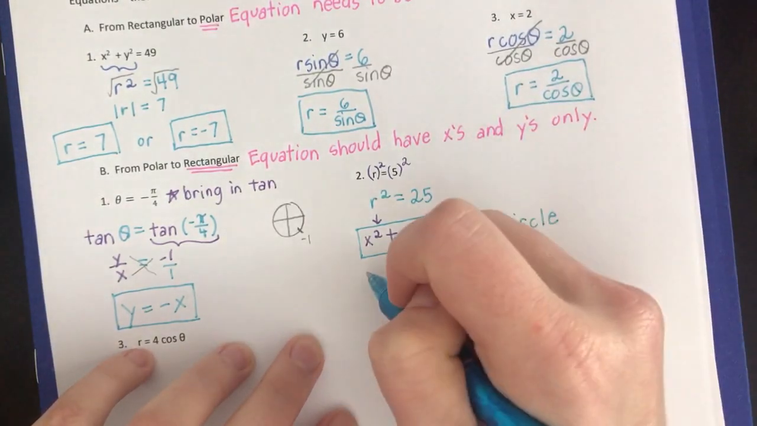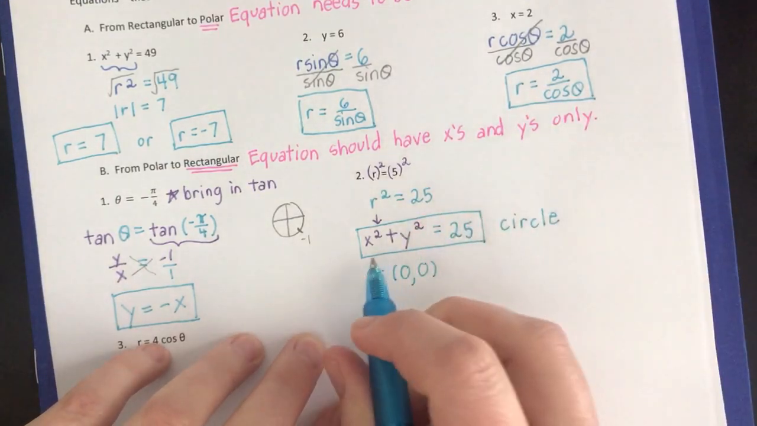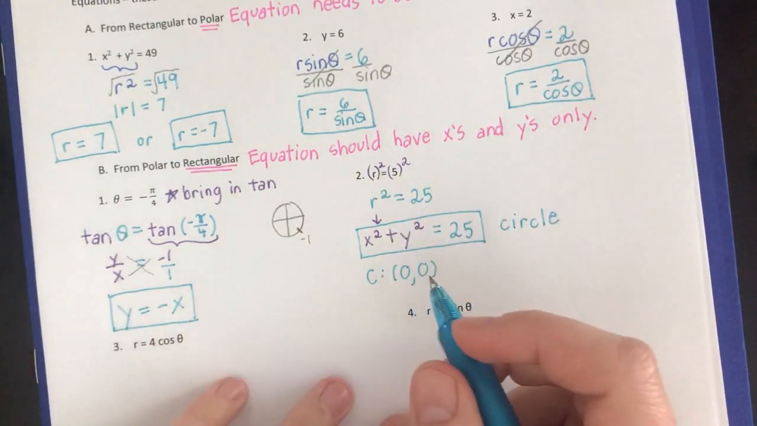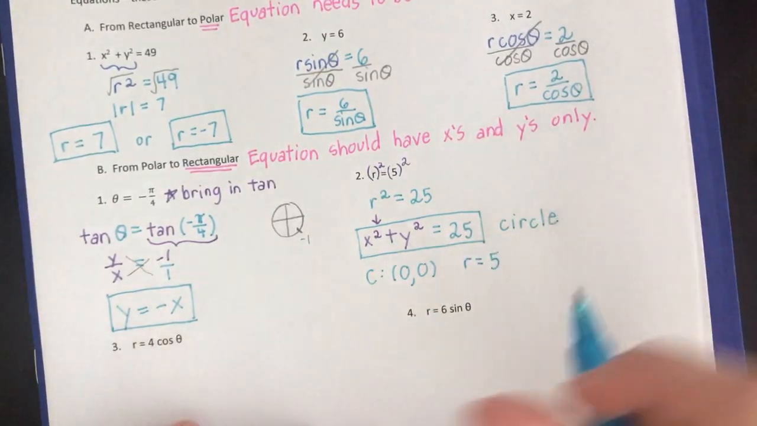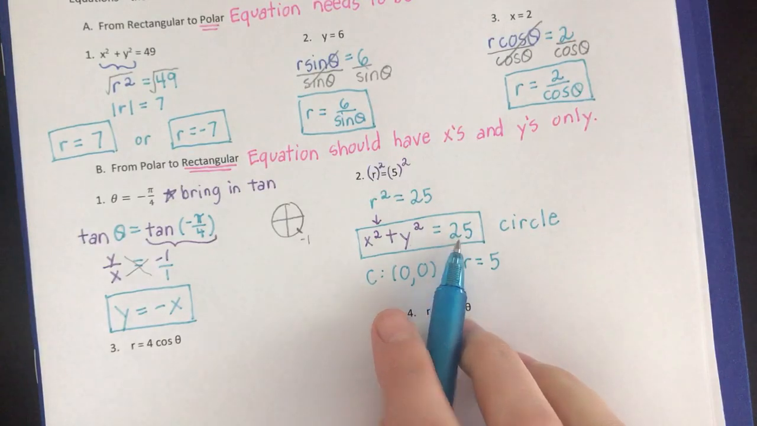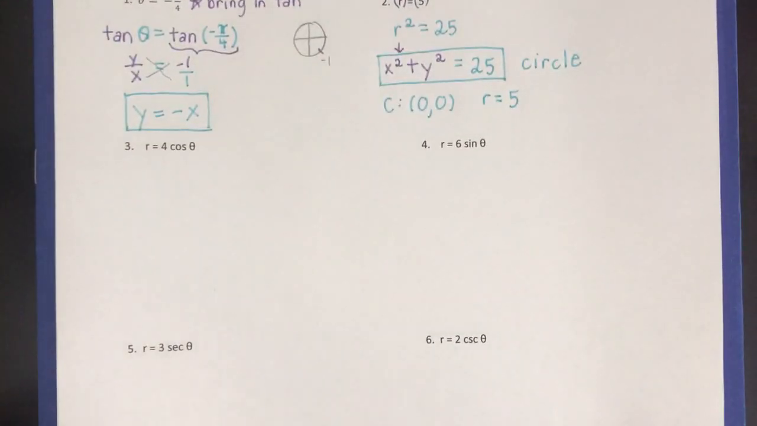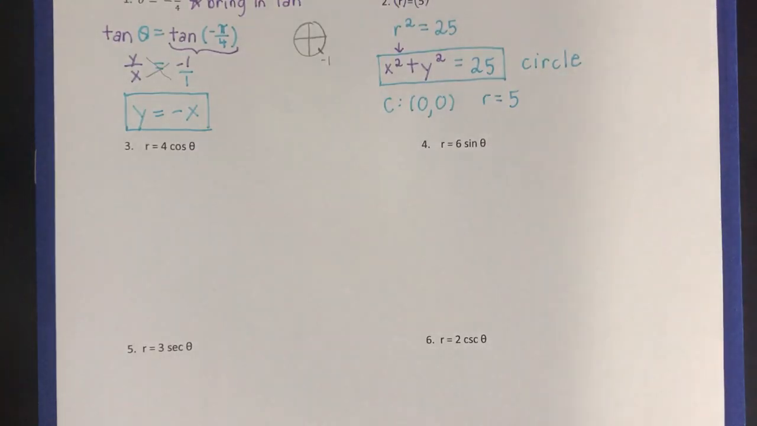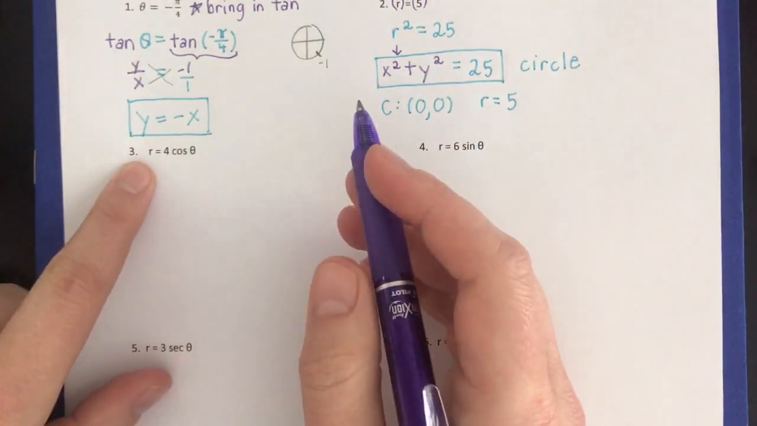This is a circle with center 0, 0. It hasn't shifted any. We'll talk about that in a minute. It has a radius of 5, the square root of that number. Okay, so let's look at number 3. So r equals 4 cosine theta. Again, you want r squared, not just r.